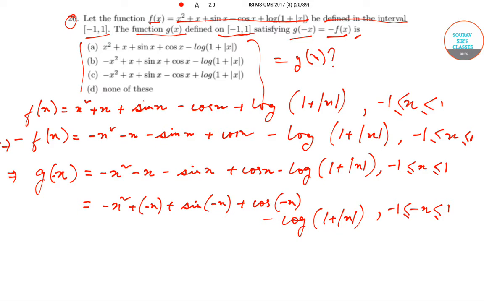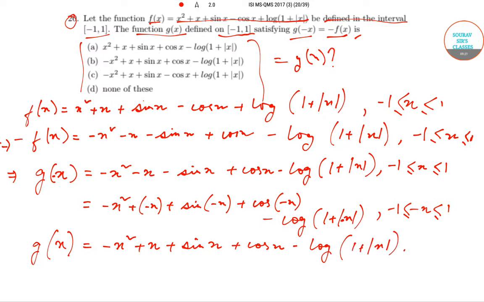We know that. So basically if we now replace minus of x by x, then g of x will be given by minus of x square plus x plus sin of x plus cos of x minus log of 1 plus mod x, where x will lie between -1 and 1, and this is the option B. So the option B is the correct option.